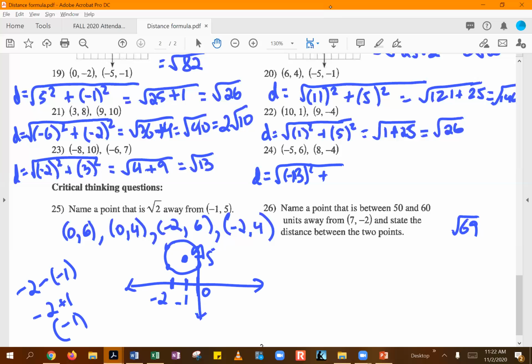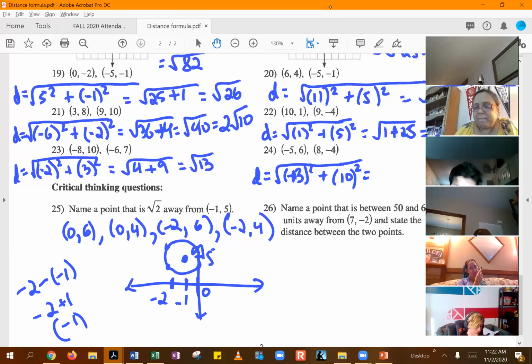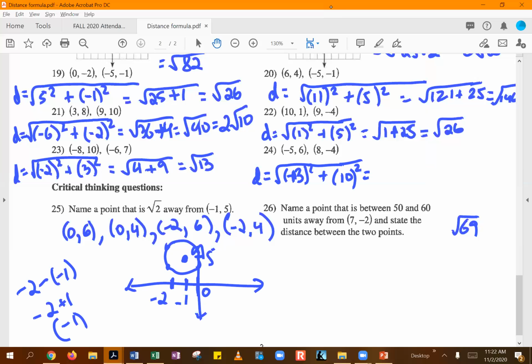Because when you're doing -5 minus 8, you would get -13, and then we square that. Then we would be doing 6 minus -4, so that would actually add to give you 10 squared. So when you change that to a plus, what will you end up getting? You get the square root of 269.